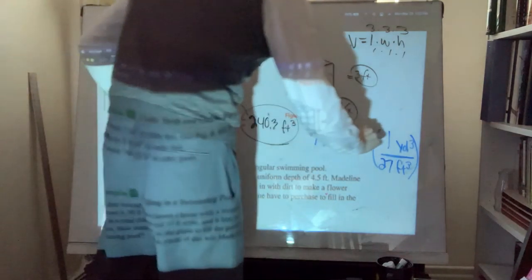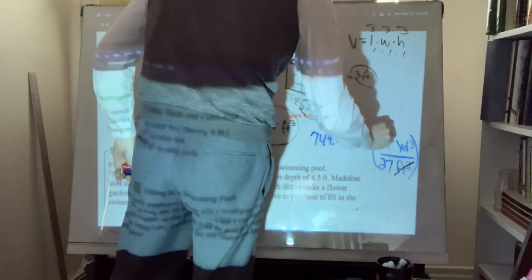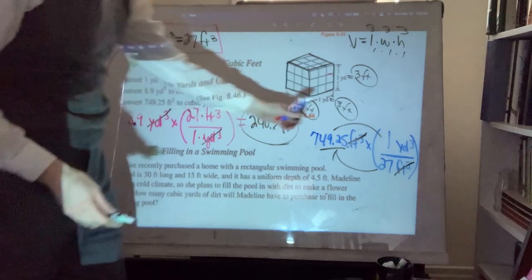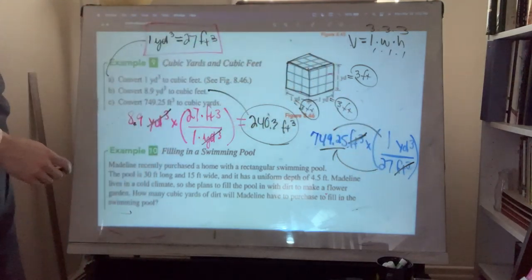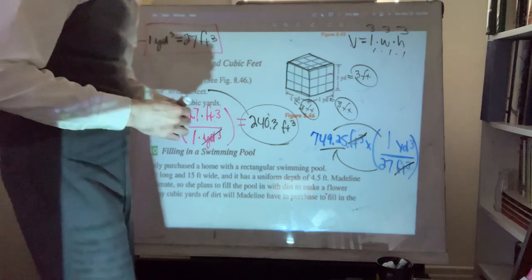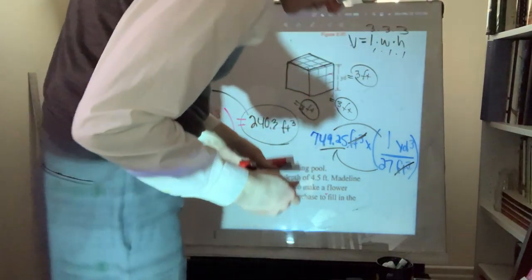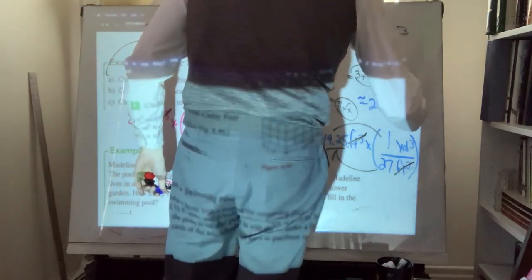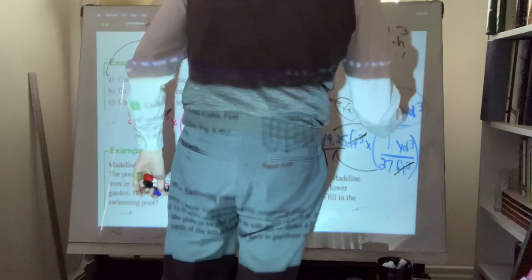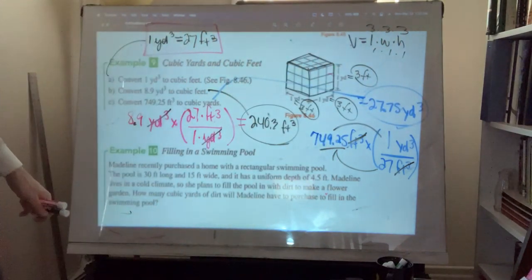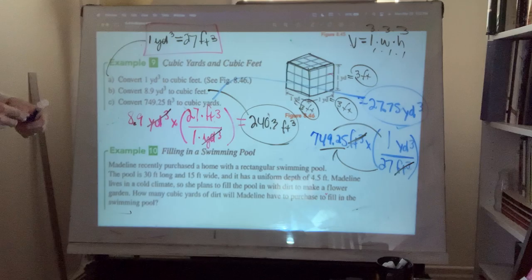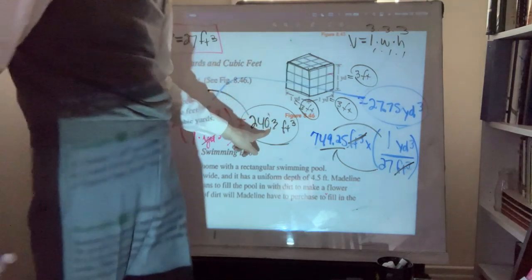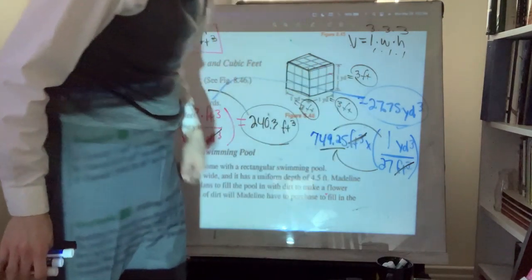As a result, feet cubed cancels feet cubed, and then it realistically is going to end up being 749.25 divided by 27 because it's under it. So therefore, what you should get is 27.75 yards cubed, in response to question C, part C. So you got 27, 240.3, and 27.75, I believe.